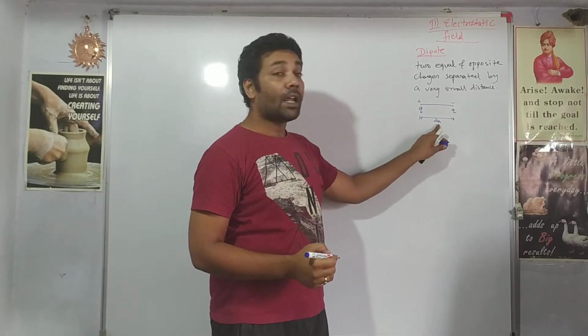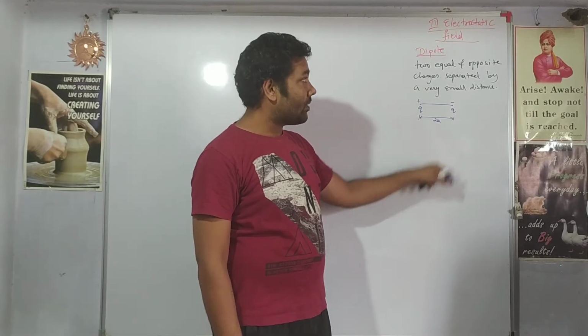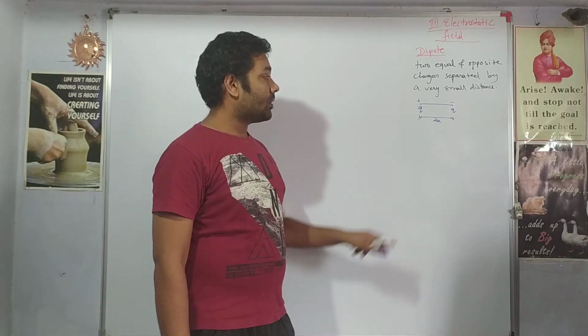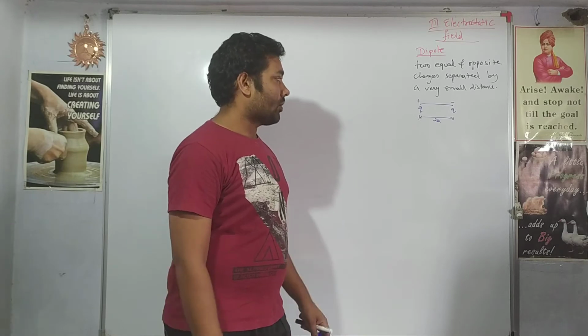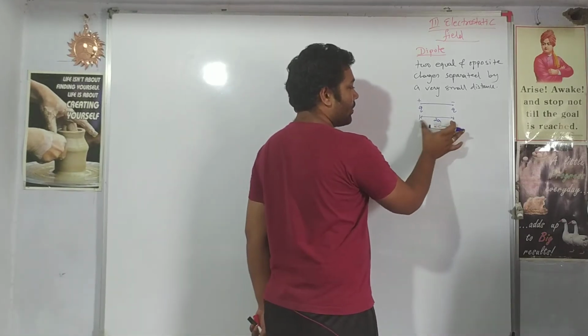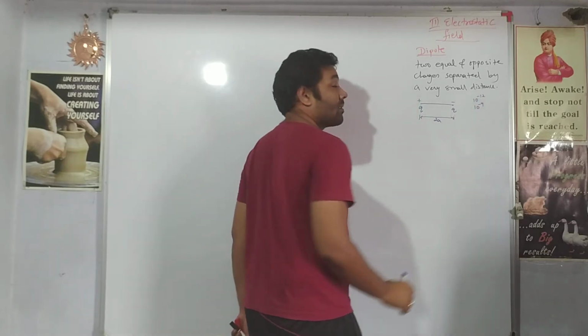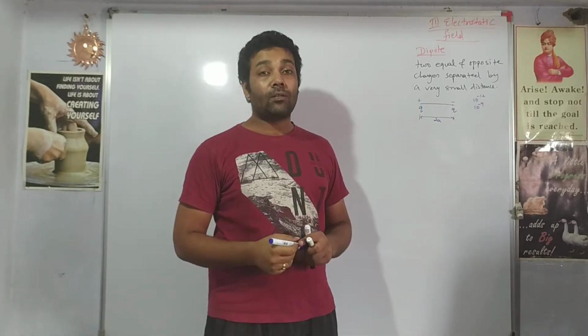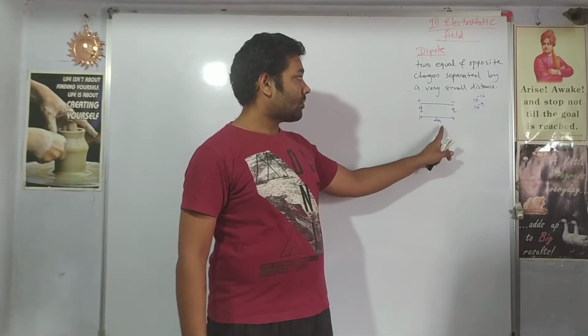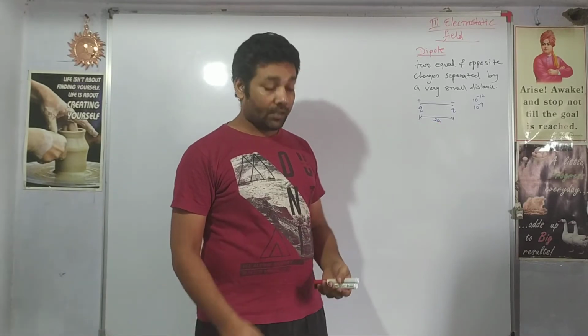Why 2a? It will help us in simplifying the derivation that we are going to do in the next section. This distance 2a is in the order of 10 to the power minus 12 or 10 to the power minus 9. It is in the order of nano or picometers, so it's a very small distance.